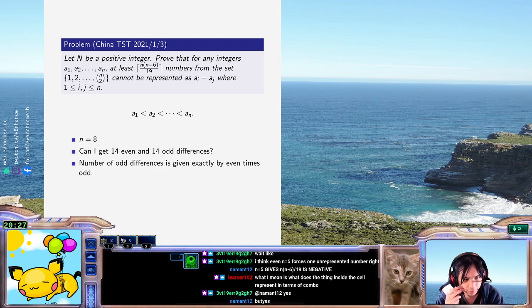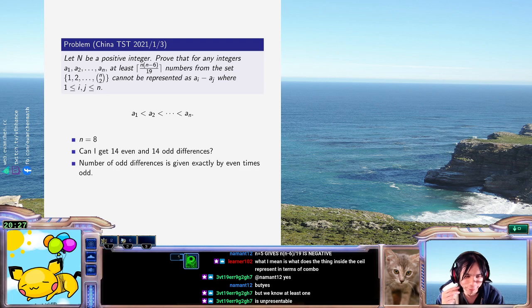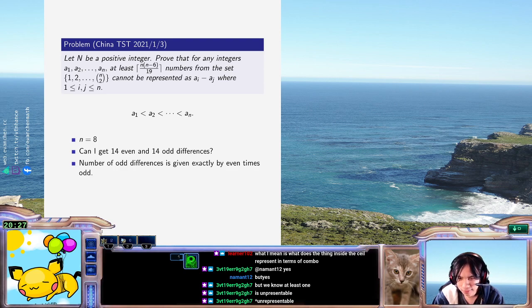What does the thing inside represent in terms of combinatorics? If you can find a representation for n squared over 6 over 19, I would love to hear it. Actually, what's promised for? Okay, so actually, oh god.